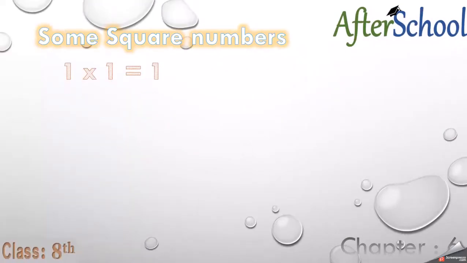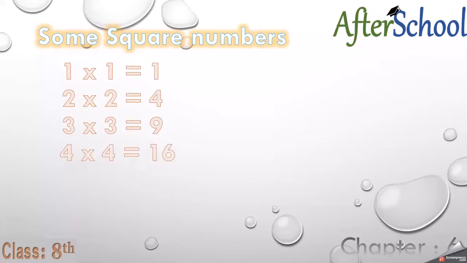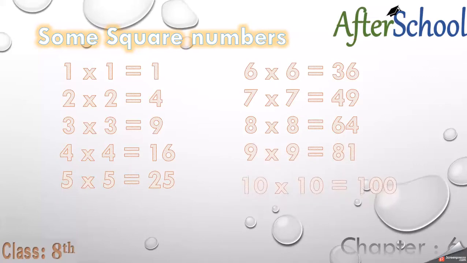So now let's see some examples. As we know, when 1 is multiplied 2 times, we get 1. So 2 into 2 is equal to 4. Similarly, 3 into 3 is 9, 4 into 4 is 16, 5 into 5 is 25. And here you can see that all these numbers are multiplying with the same number. That is why 1, 4, 9, 16, 25 and all these numbers are called square numbers.